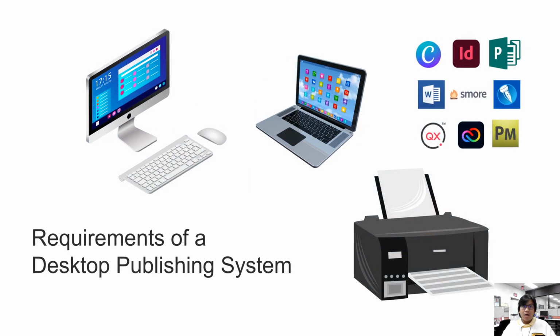So going back to the discussion, on your screen are the requirements of a desktop publishing system. And now we're going to discuss each of these. First, one of a computer system's essential parts is the monitor. It is the main visual output device for displaying graphics like graphs, photos, text, and videos.